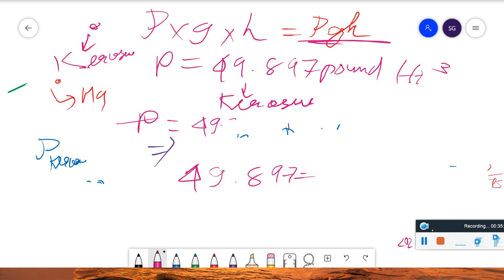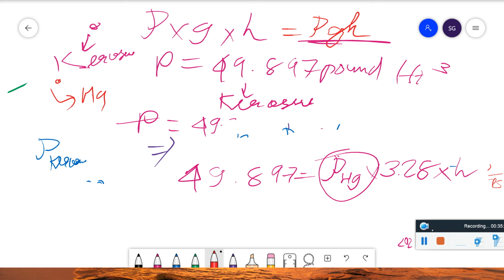So 13,600, rho Hg, into 3.28, into h. H we need to find out. Then rho Hg also we need to find out. So no issues, we will again do it. Density is equal to mass upon volume. We know that 13,600 kg per meter cube. Now I will tell you the shortcut. Enough of the calculations, but I will tell you the shortcut.